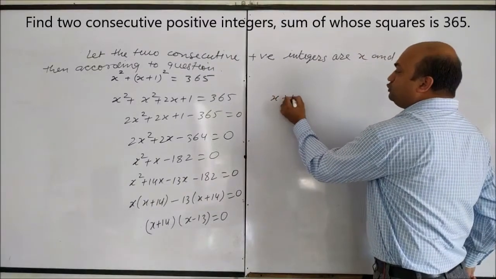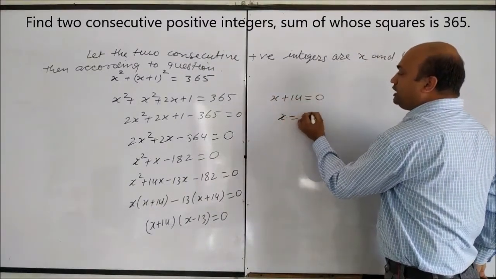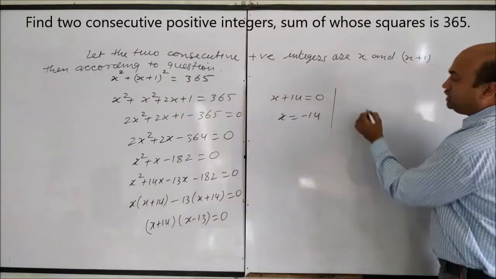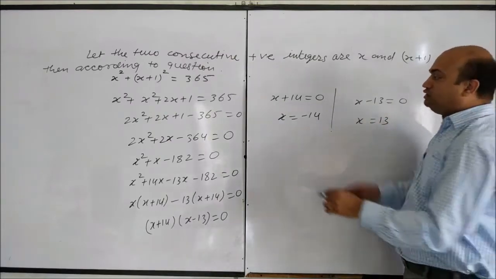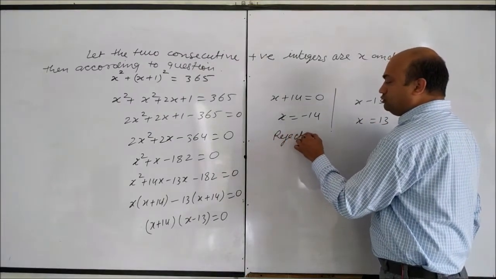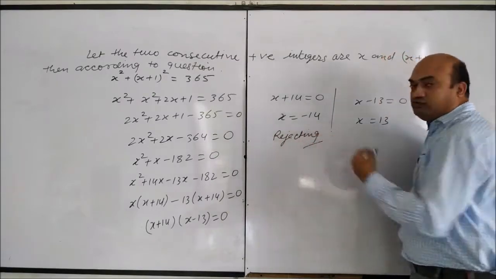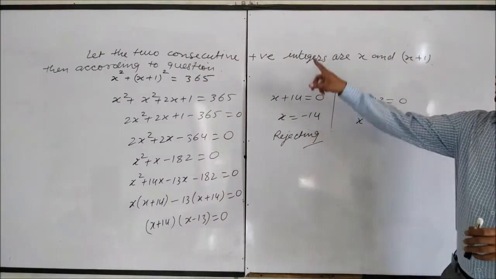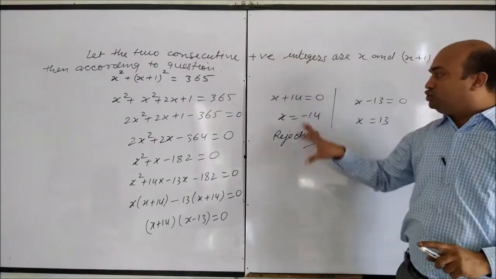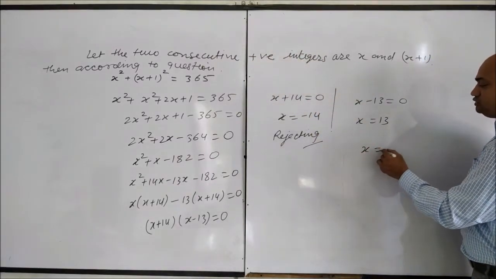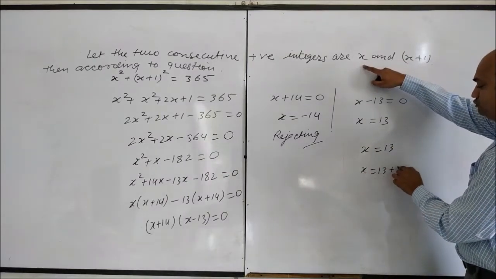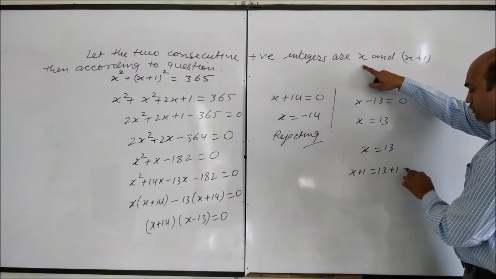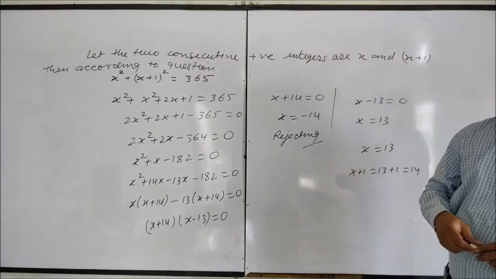If we take x plus 14 as 0, x we will get minus 14. And if we take x minus 13 as 0, x we will get only 13. This we reject. Why? Because it is negative, and in the question, we ask for positive integers. So x we get 13. So one number is 13, and another one will be 13 plus 1, that will be 14. Therefore, the required two numbers are 13 and 14.